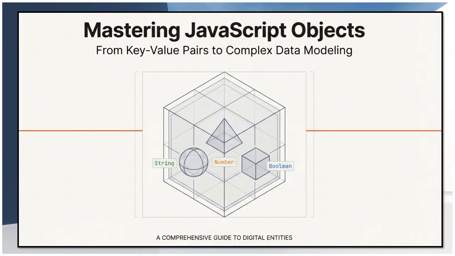Welcome back. Today, we are diving deep into what is, without a doubt, the foundation of modern code, JavaScript Objects. Think about it like this. If your app is a building, objects are the bricks, the steel beams, the windows. They are the digital blueprint for basically everything you're going to create.